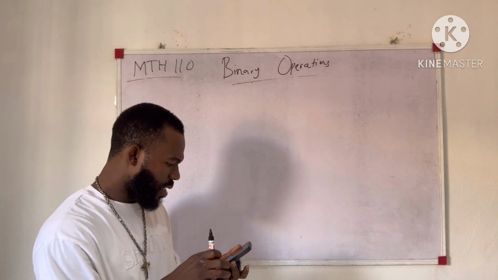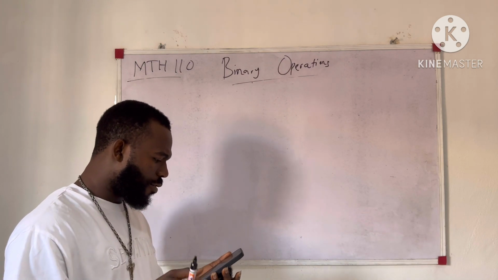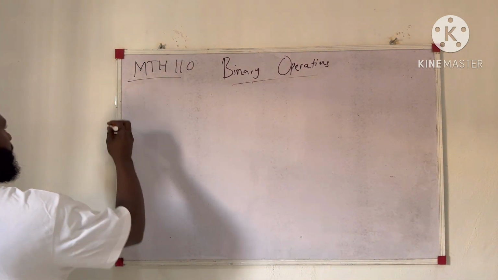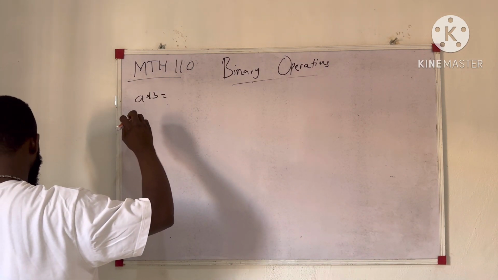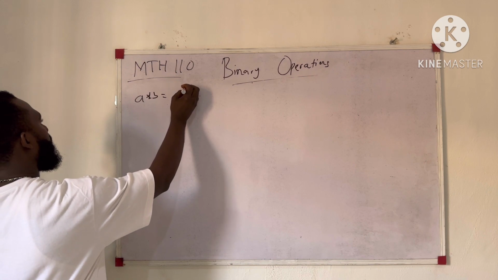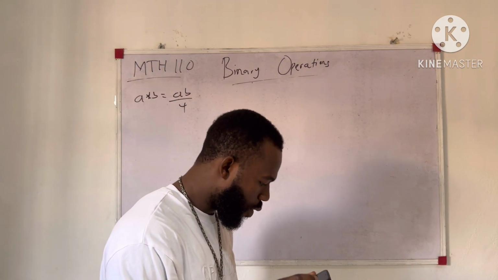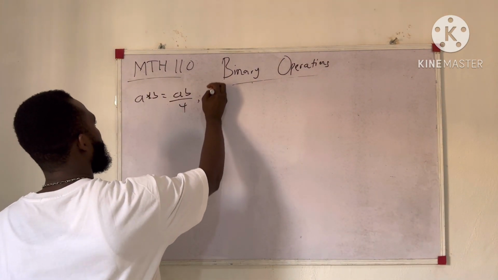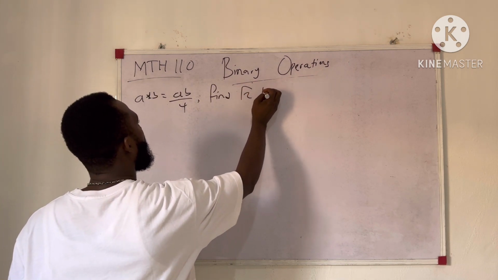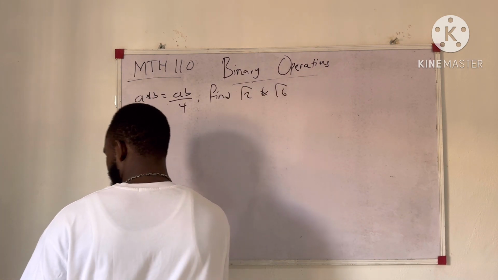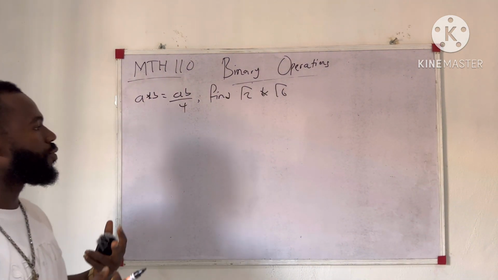Question number 3 says, a binary operation is defined on the set of real numbers by A operation B equals AB over 4. Now find the value of root 2 operation root 6. All right, this is the question. We are told to find the value of root 2 operation root 6.